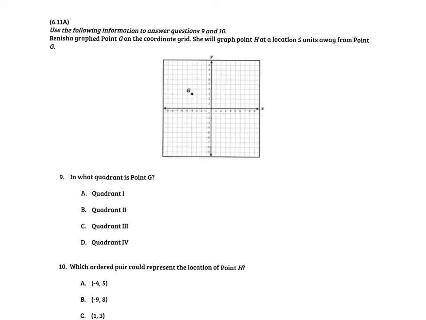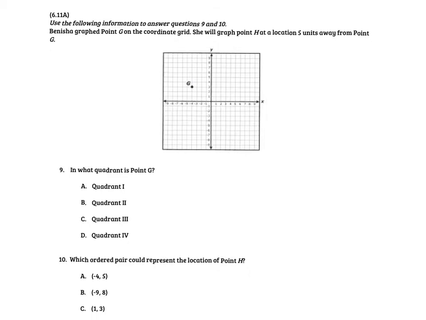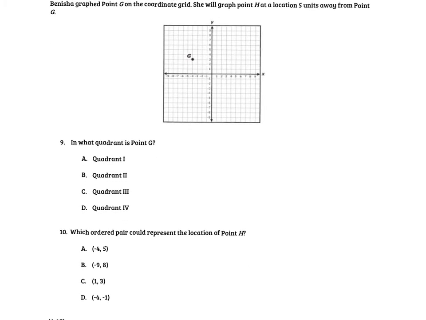Use the following information to answer questions 9 and 10. Benicia graphed point G on the coordinate grid. She will graph point H at a location 5 units away from point G. Number 9. In what quadrant is point G? A, quadrant 1, B, quadrant 2, C, quadrant 3, D, quadrant 4.